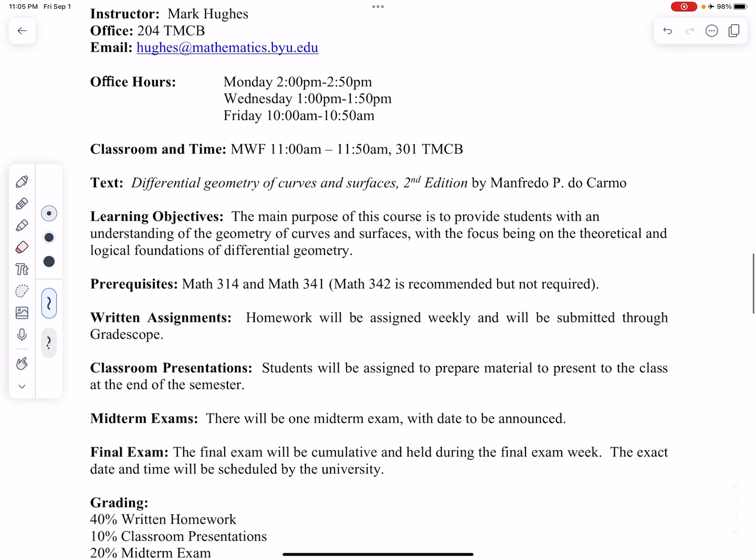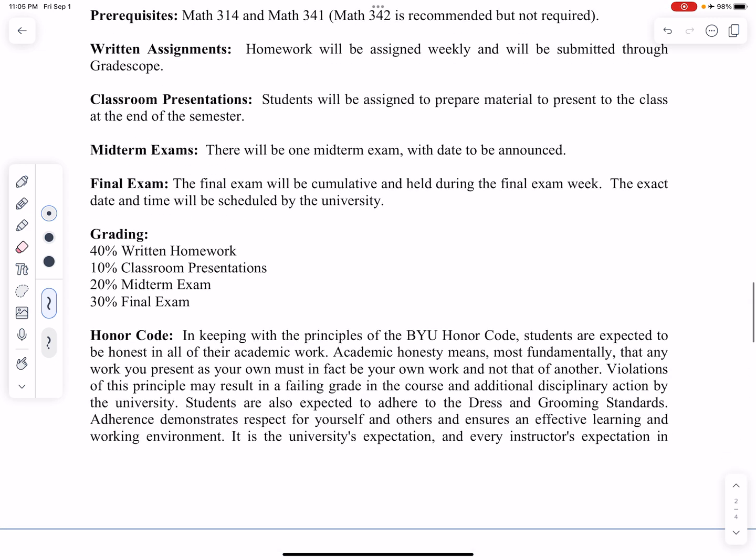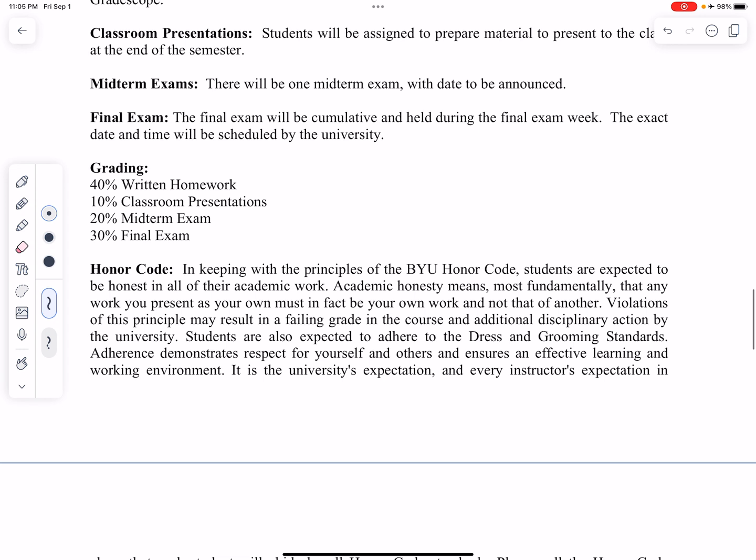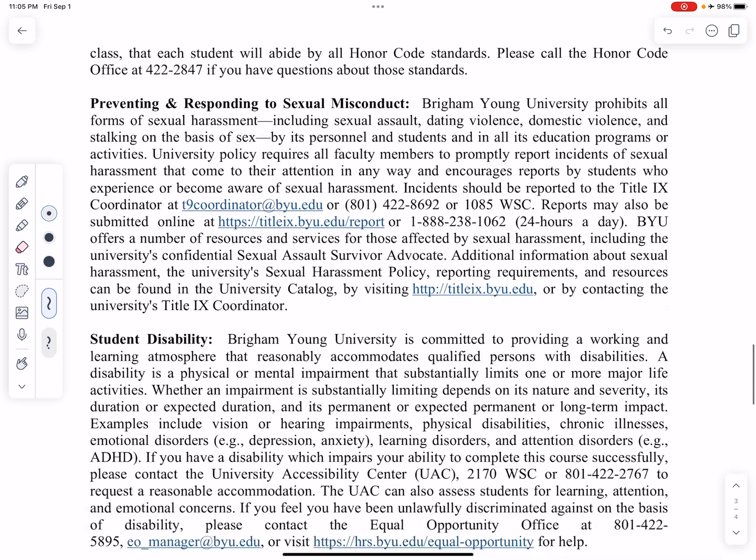So we will have midterm exams. We will have classroom presentations, and I'll say a little bit more about that when I get to class. Those will be a little bit later on. We will have a midterm exam and a final exam, and then here's roughly the breakdown of the final grade. So hopefully this gives you the idea of what the course will look like. Like I said, there is some flexibility.